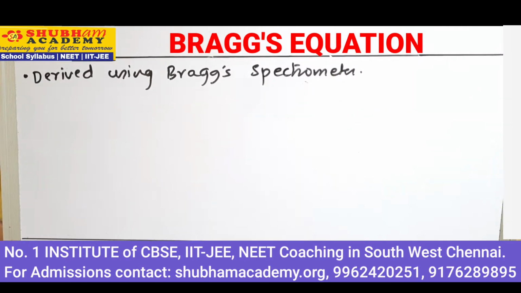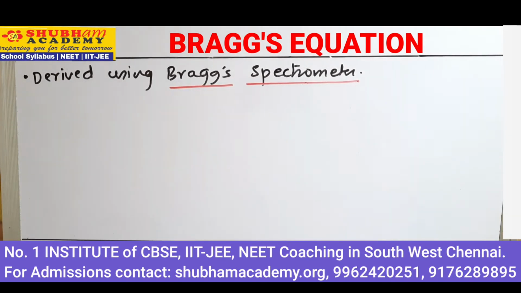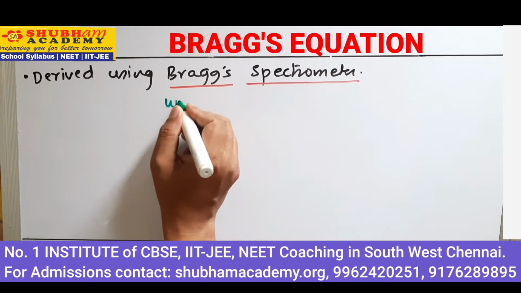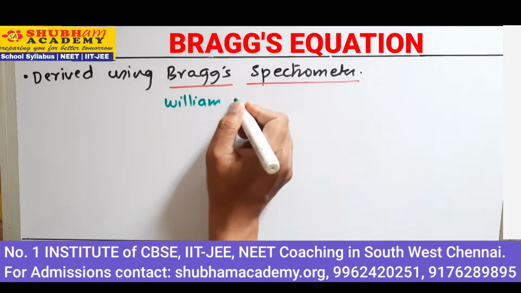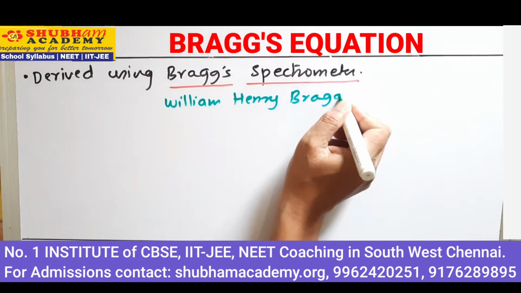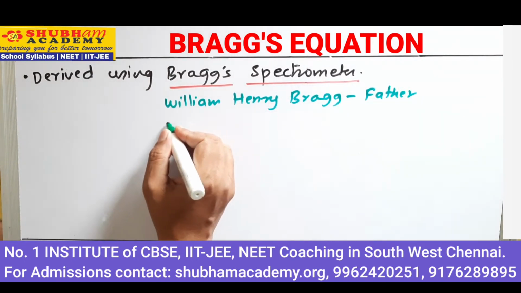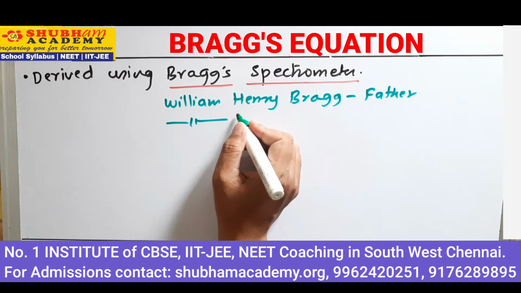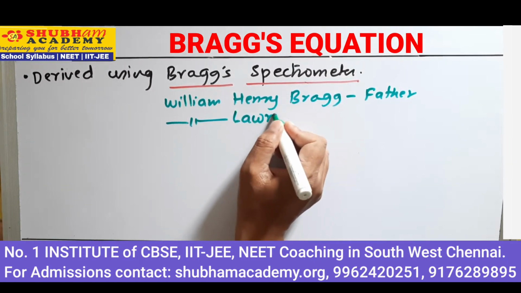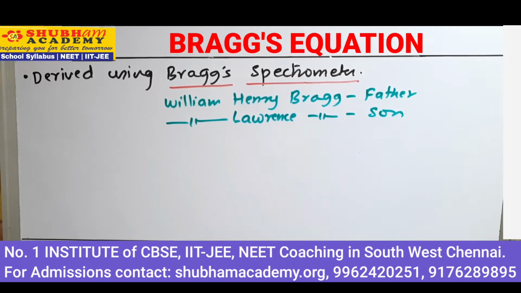Okay, now this Bragg spectrometer was actually designed by father and son, right? So father's name was William Henry Bragg, okay, and son's name was William Lawrence Bragg, okay, this is the son, right?